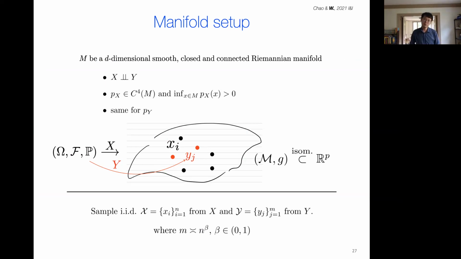So let's take a look at the Roseland algorithm analysis. For example, the manifold setup, as you can imagine, is like before. You have a manifold, and we have two random vectors. X represents the data set, Y represents the landmarks, and they are independent. And we sample n points from X and m points from Y. And just like before, we assume m is on the order of n to the beta, and so on.